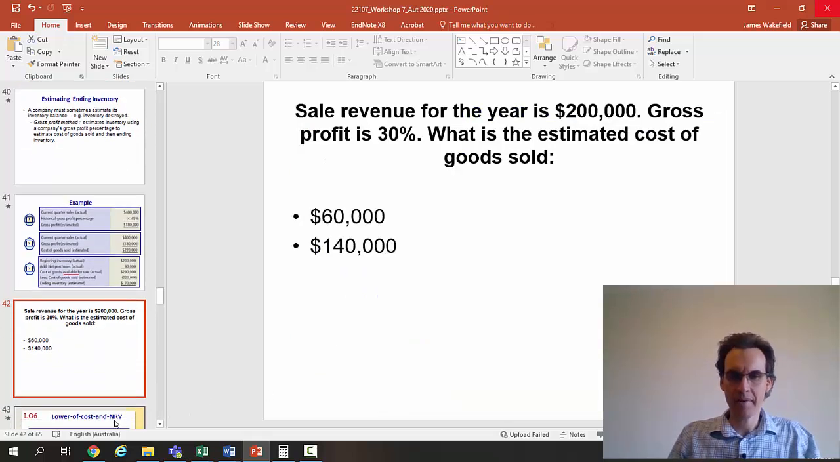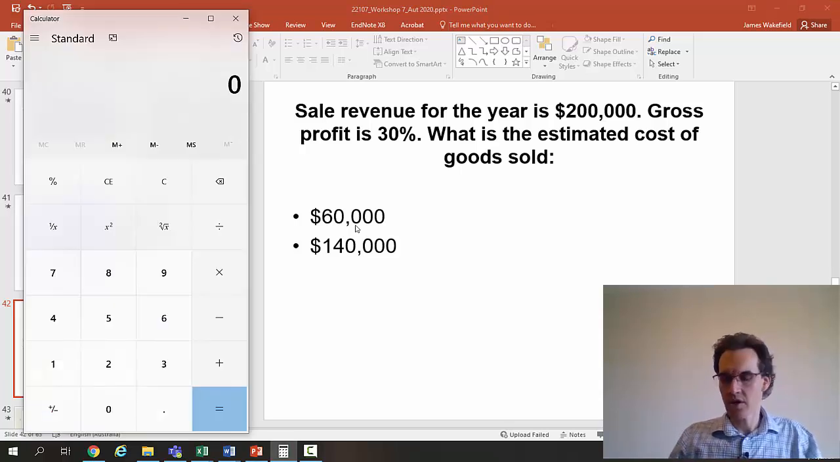Now, looking at that information, I would like you to apply what you've learned there to this question. So it says sales revenue for the year is $200,000. Gross profit is 30%. What is the estimated cost of goods sold? So if you could please answer that question right now.